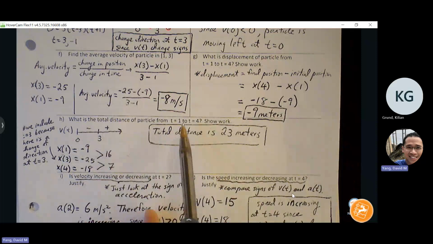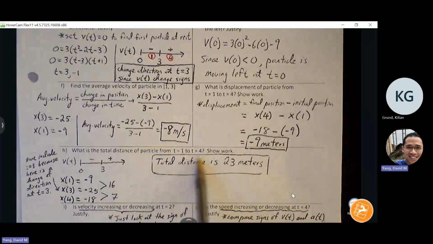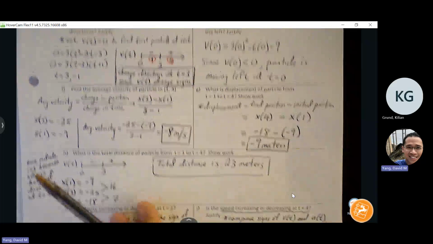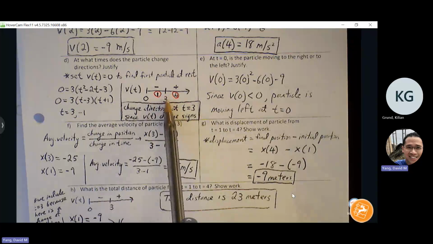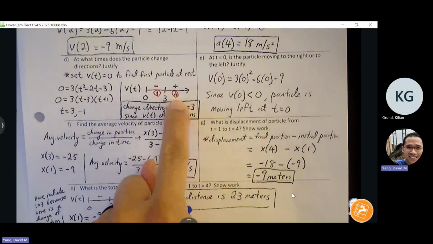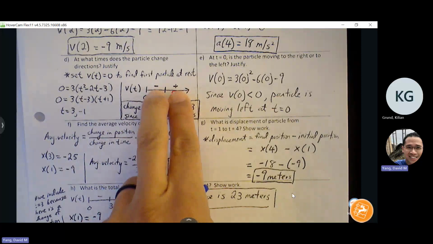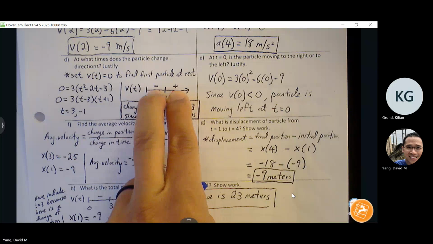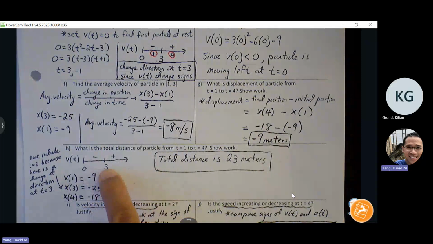So if we're starting from 1 and we're going to 4, we just want to know, is there a change in direction between 1 and 4? And there is, because at 3 seconds, he's actually going to change direction. So now this 1 and 4 has nothing to do with the 1 and 4 that I have here. The 1 and 4 here is just for me to figure out what the signs are. I should just erase them after I figure out what the signs are. So I know that there's a change in direction at 3.